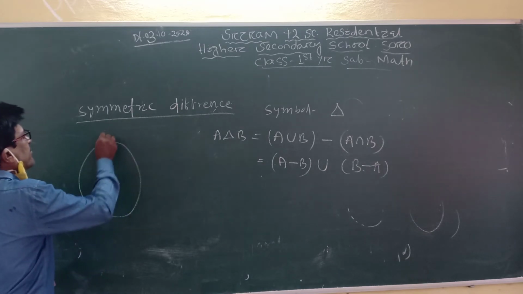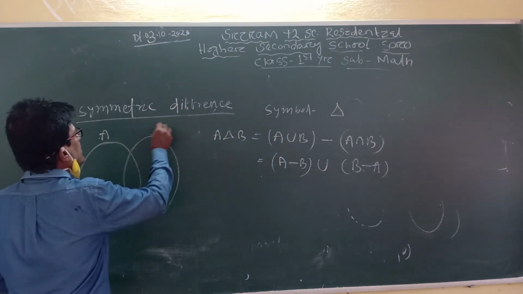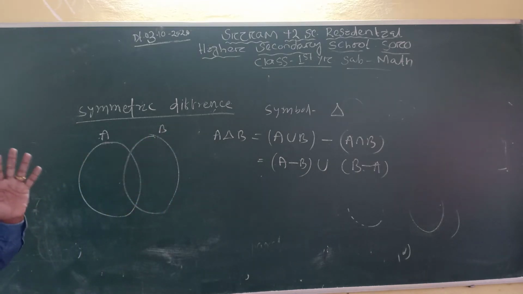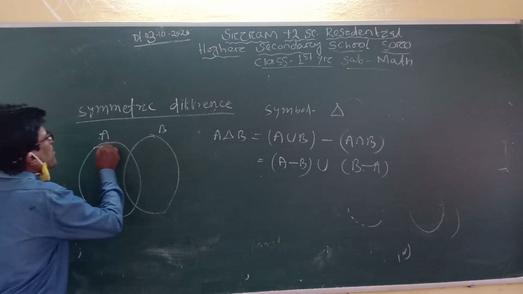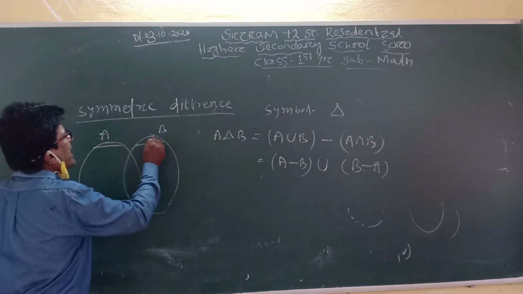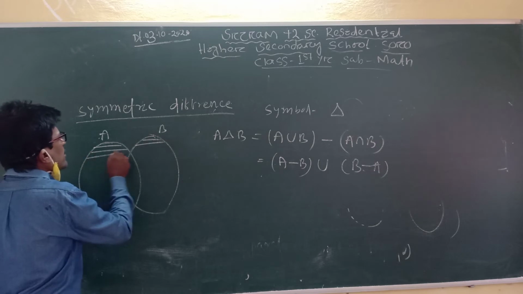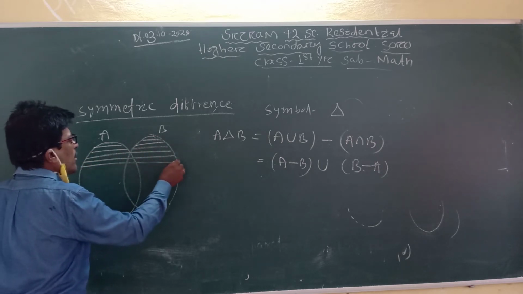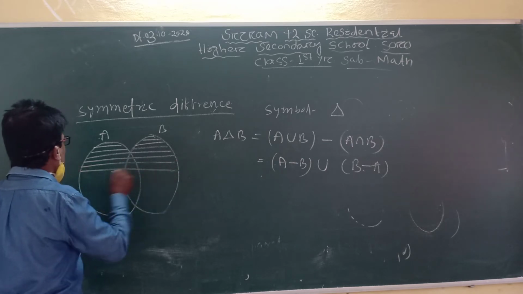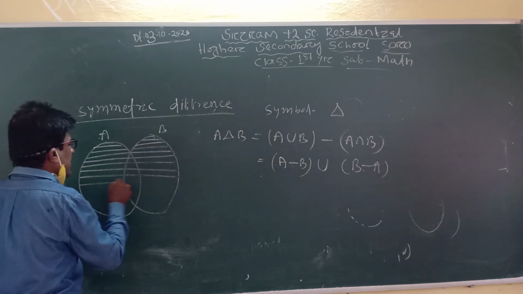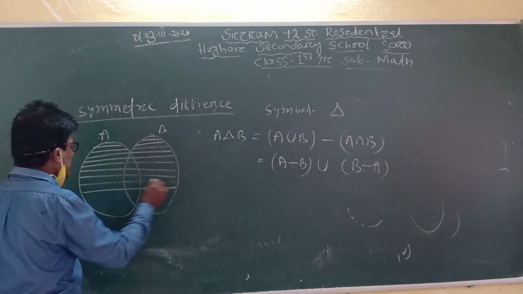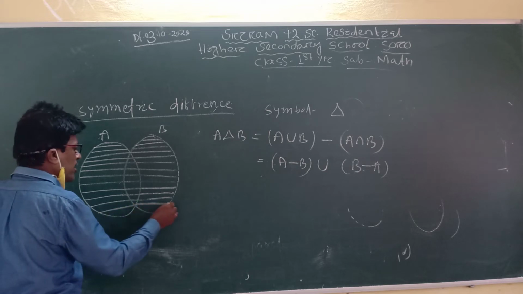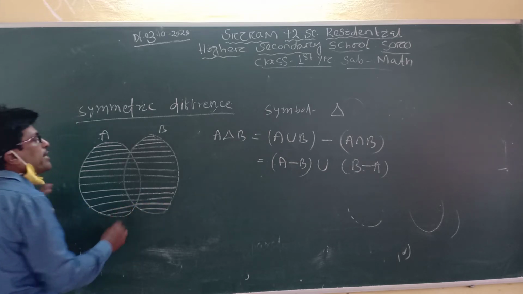That is the A set and that is the B set. First, you know the Venn diagram of A union B. You look at the Venn diagram of A union B. I already explained it before. So that is A union B.